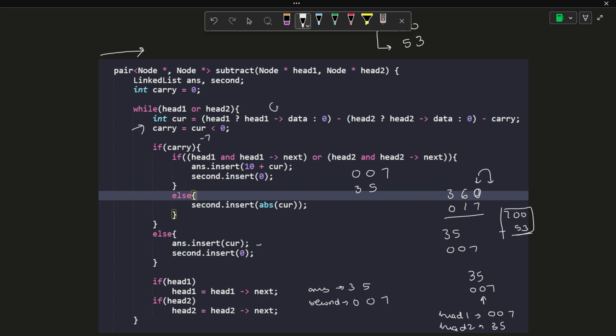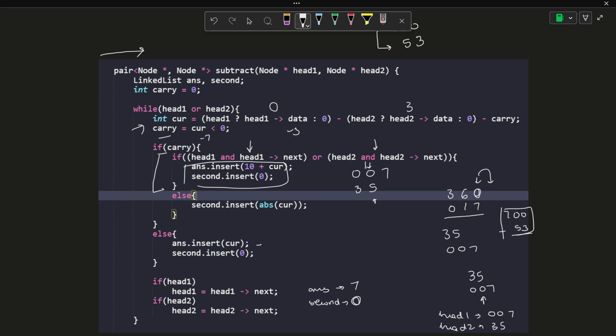My head 1 is 0, my head 2 is 3, and my carry is 0, right? So I'll get minus 3 from here. Now my carry will become 1, so I get to this particular part. Now either head 1 has a next or head 2 has a next. In this particular case, both of them have a next value, so I'm going to enter this particular part. Now my answer is going to be 10 plus current. My current value is minus 3, so 10 plus 10 minus 3 is going to be 7, and for the second value I am going to insert a 0, right?